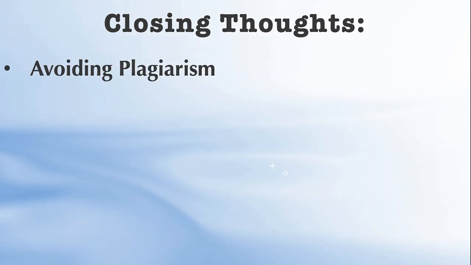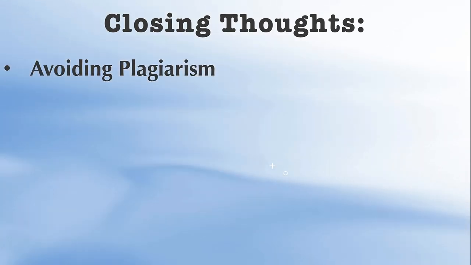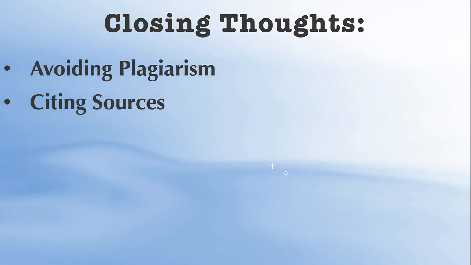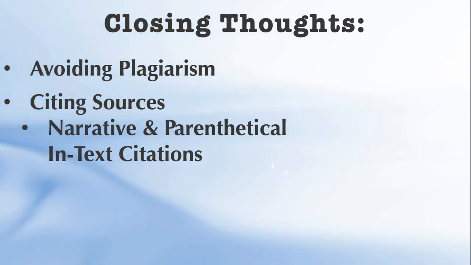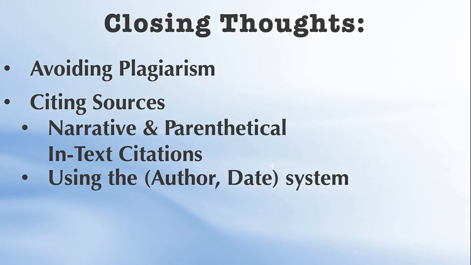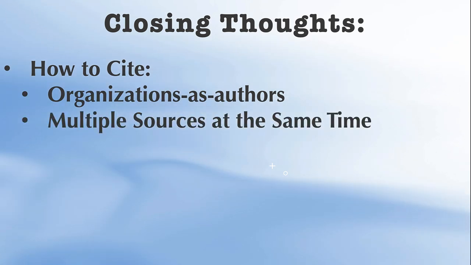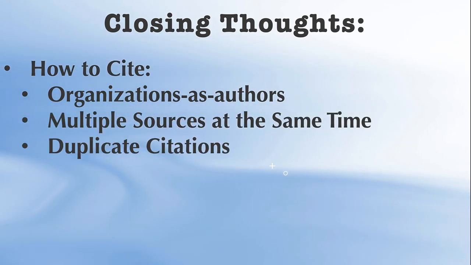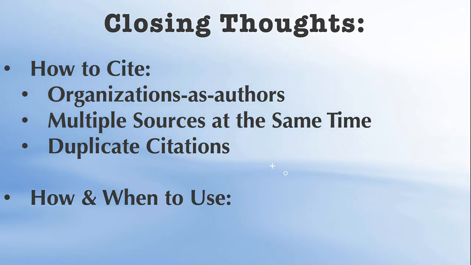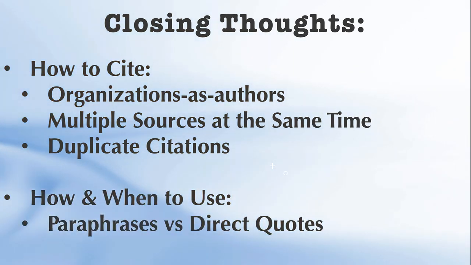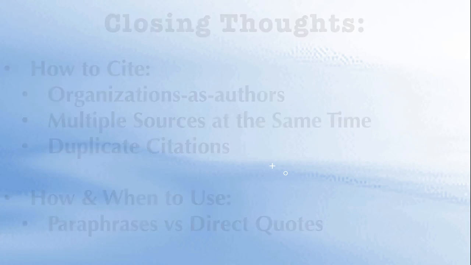Some closing thoughts. In this video, we took a quick look at what plagiarism is and how you can avoid it. We also looked at how to cite sources using both parenthetical and narrative in-text citations following the author-date citation system that APA style calls for. We went over how to cite organizations as authors, multiple sources at the same time, and what to do to avoid duplicate citations. We also looked at how and when to cite information using paraphrases versus how to use and properly cite direct quotes.